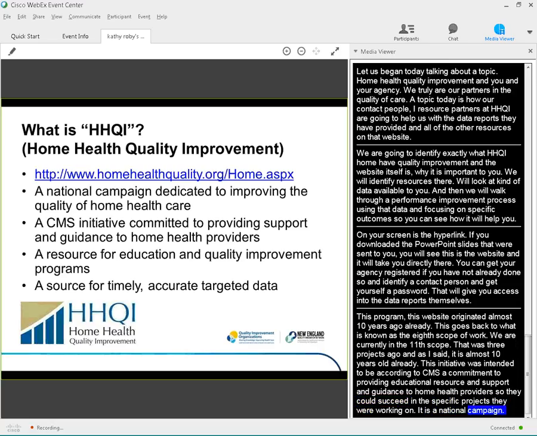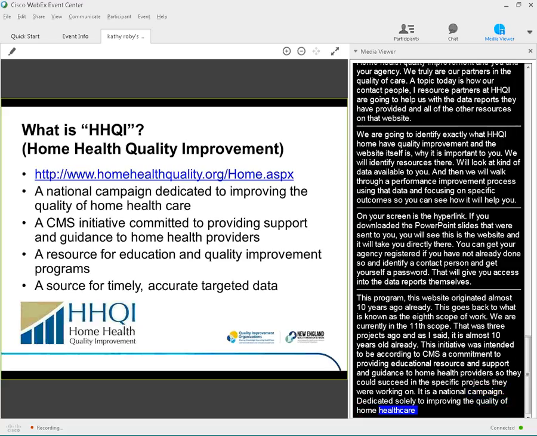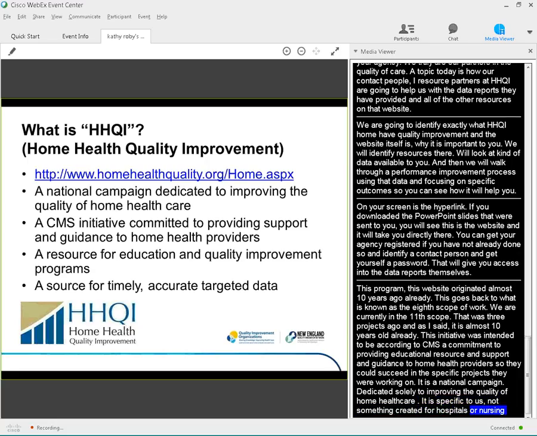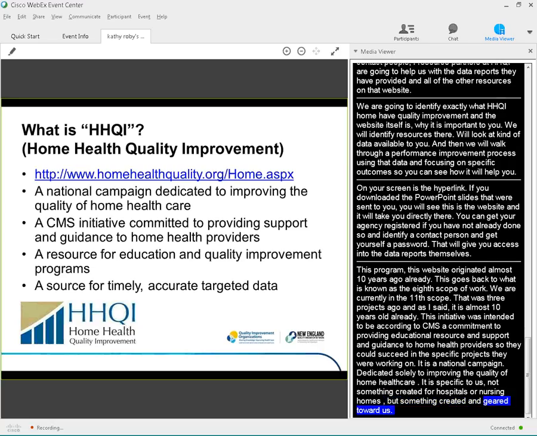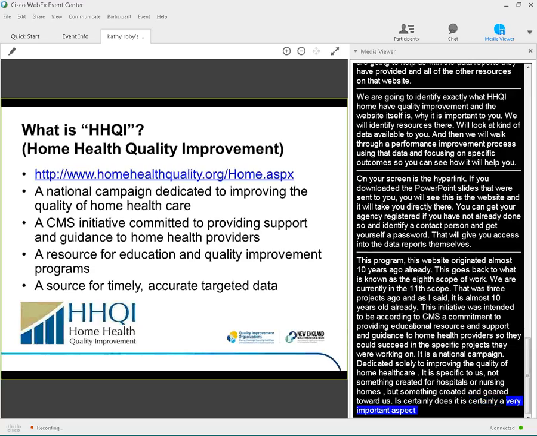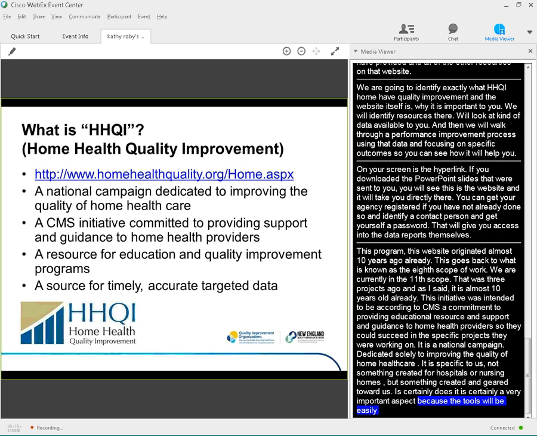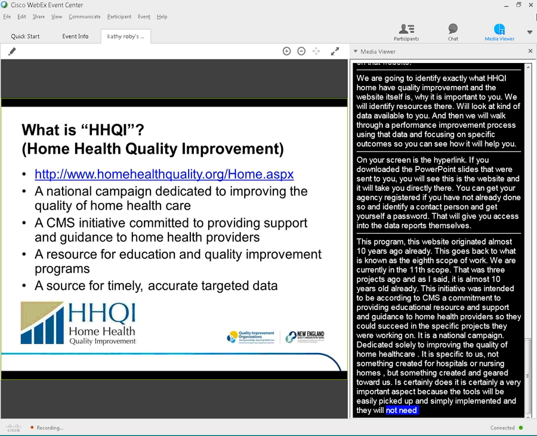It is specific to us, not something created for hospitals or nursing homes, but something created and geared toward us, which is certainly a very important aspect because that means the resources and the tools are going to be easily picked up and simply implemented. They won't need further adaptation to be used in patients' homes. It's also providing you a source for timely, accurate, targeted data.